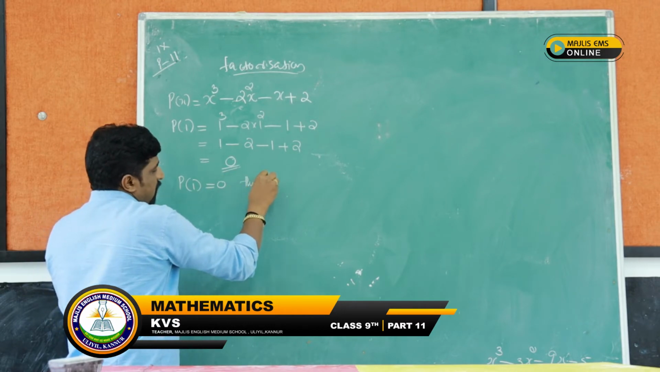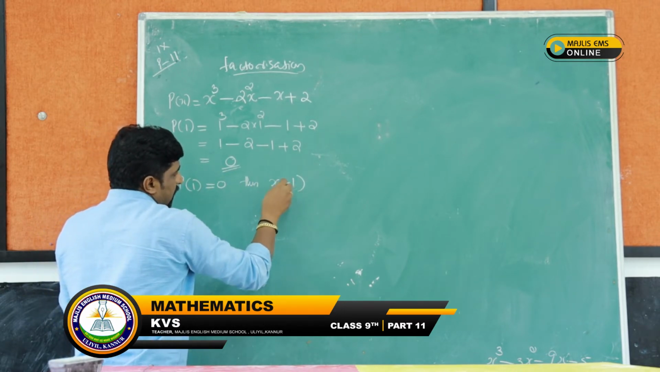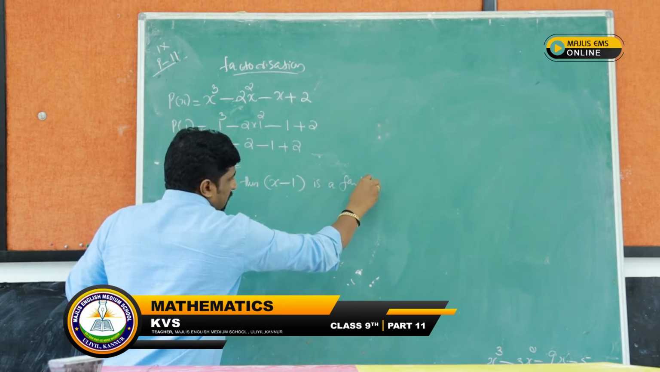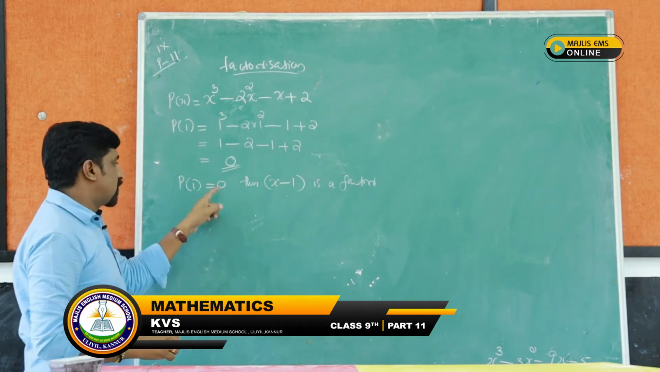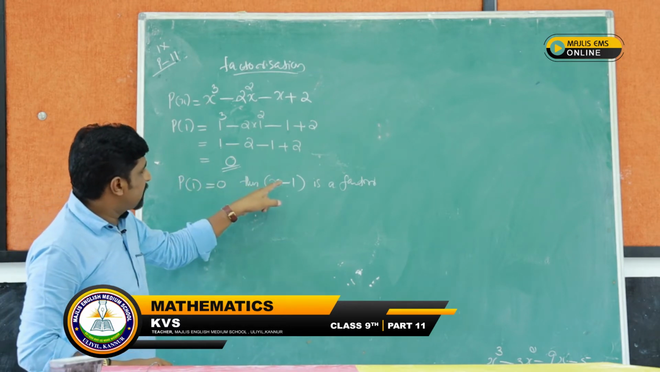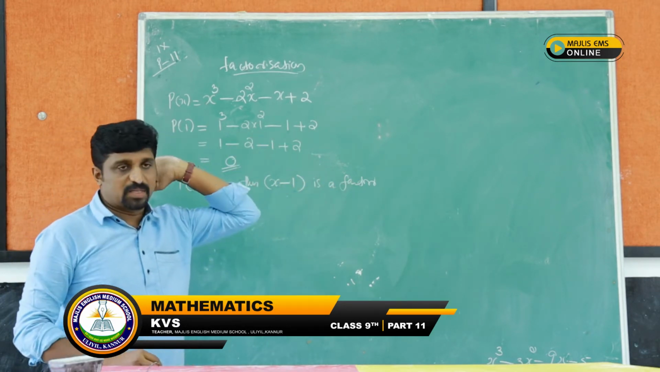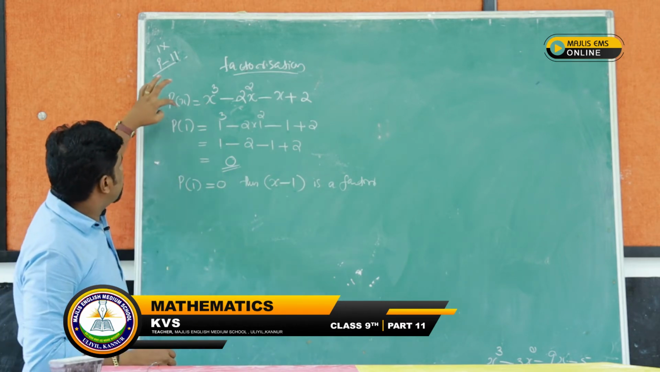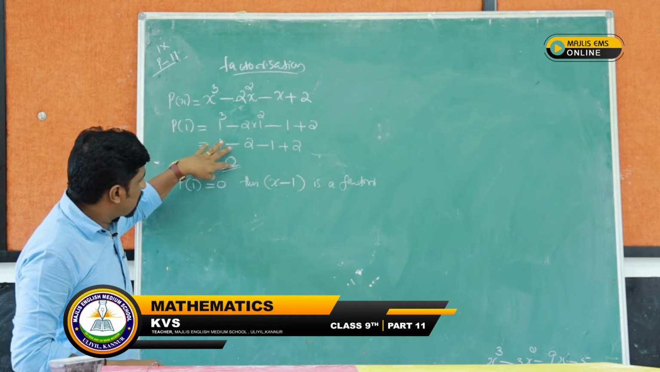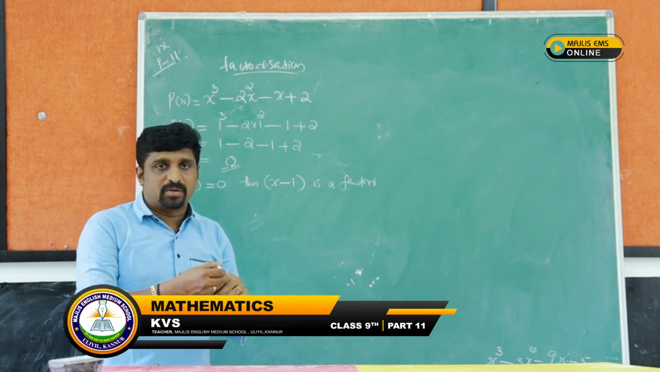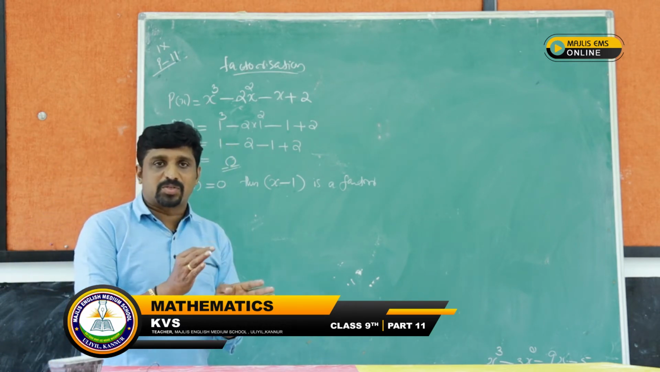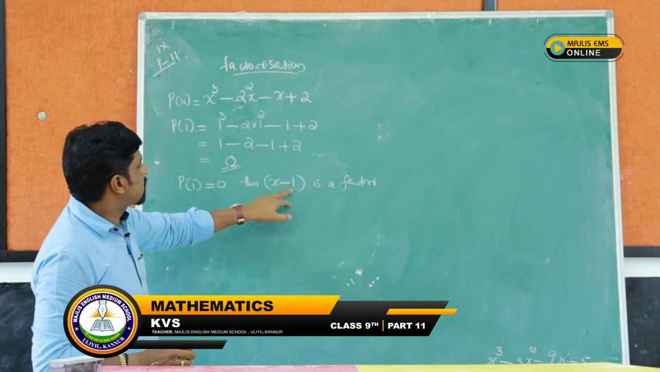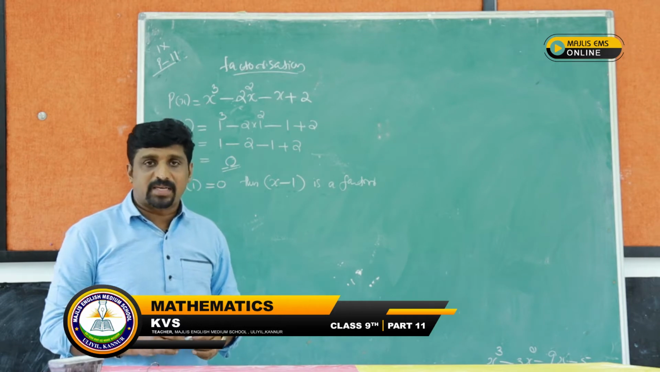Then what can we conclude? X minus 1 is a factor. We write p of 1 equal to 0, which means x minus 1 is a factor. Therefore one of the factors we got is x minus 1. Clear? First we find p of 1; if we get 0 we stop there, otherwise we try p of minus 1.